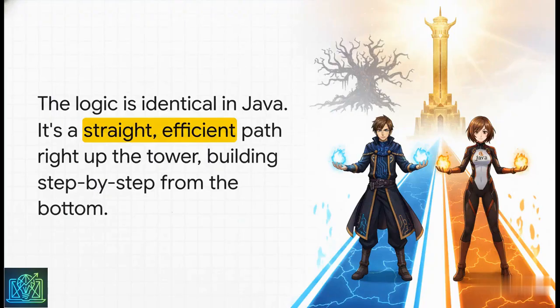And again, the Java spell looks almost identical, doesn't it? We set up our 2 starting variables, we loop up to our target number, and we just update our values as we go. This is like a straight, confident march right up the tower. No detours, no wasted energy. So let's put them side by side.